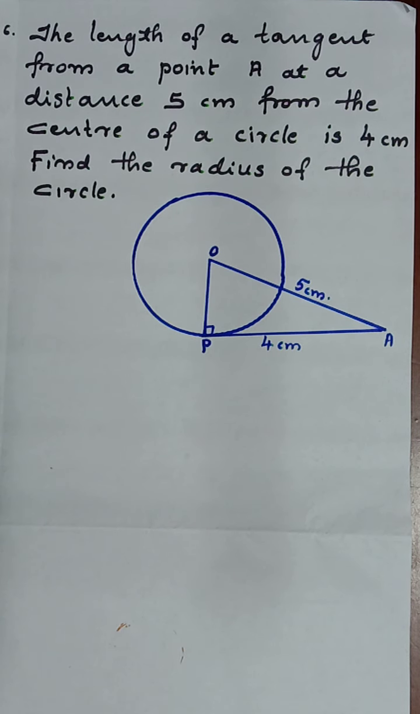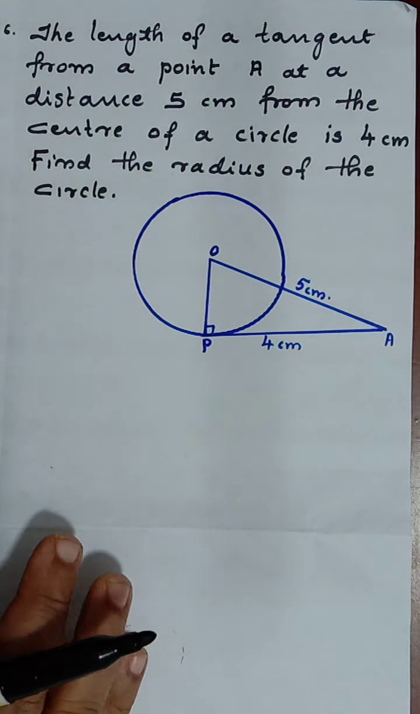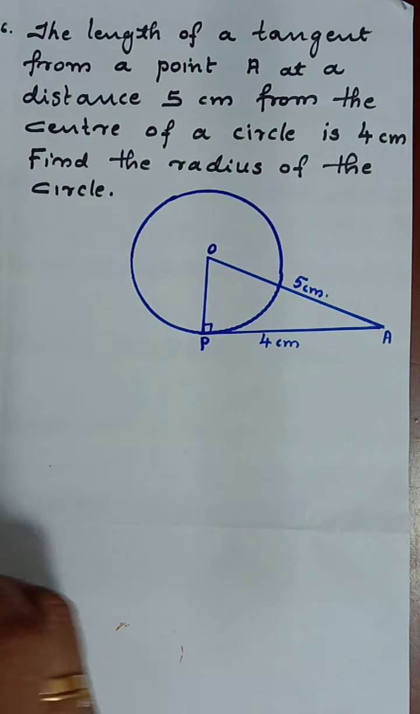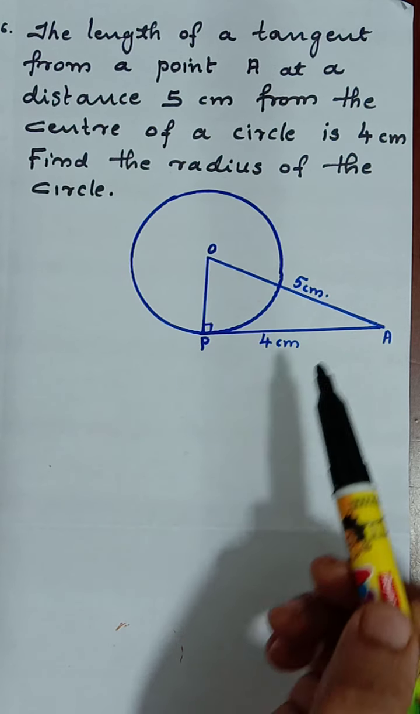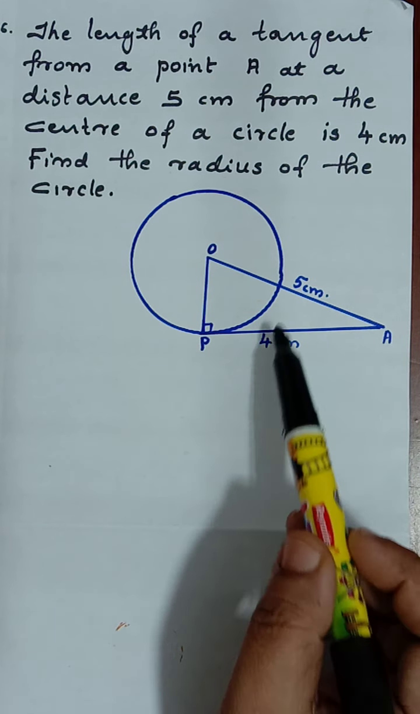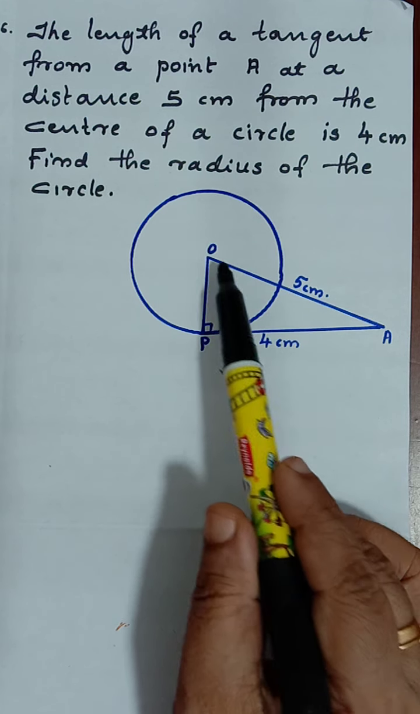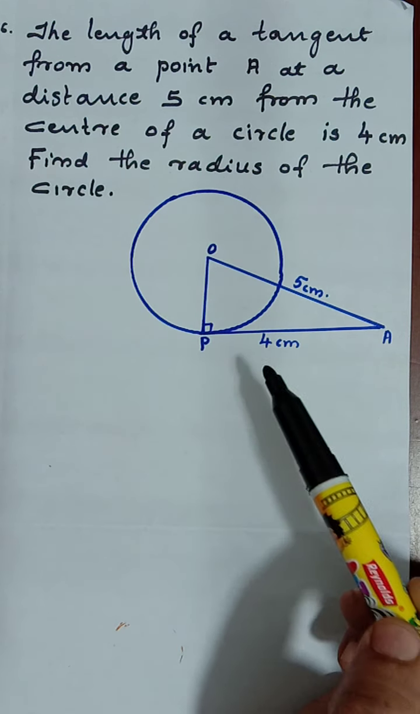Good morning, students. Today let us discuss some of the problems of second exercise based on second theorem. This is question number 6 as continuation of last lesson, last class. So let us see the question. Length of a tangent from a point A at a distance 5 centimeter from center of the circle is 4 centimeter.